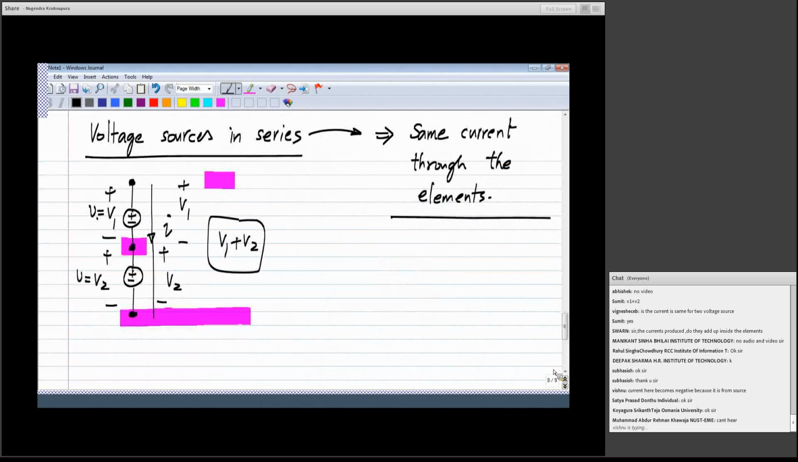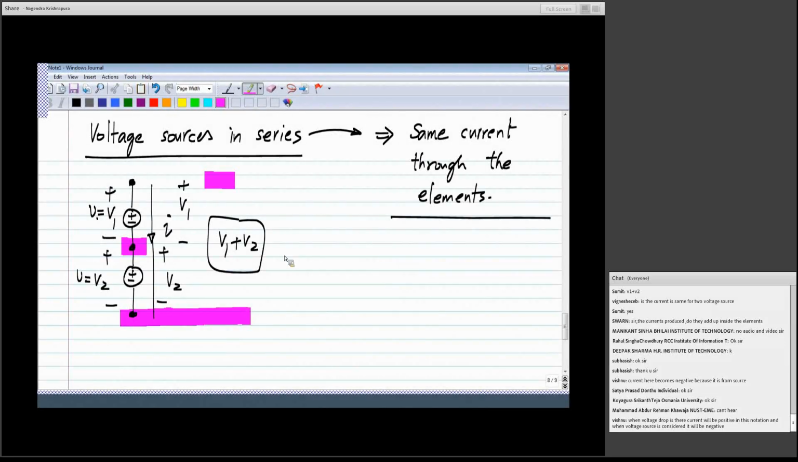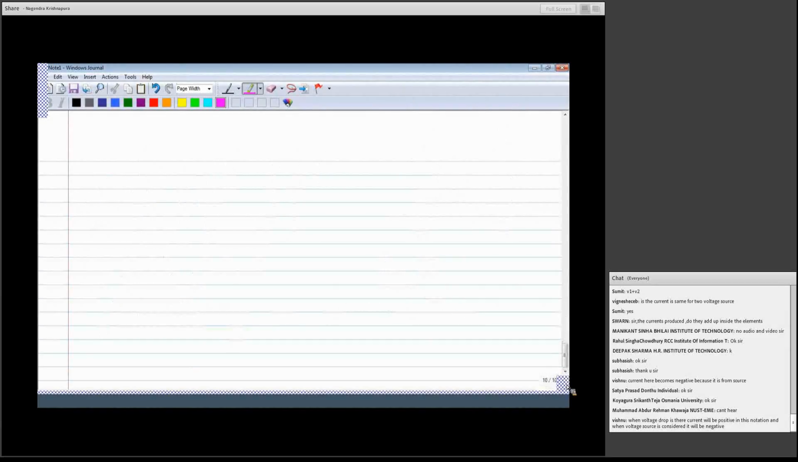So now if I have voltage sources in series, the total voltage will be V1 plus V2. This is again by some trivial application of Kirchhoff's voltage law. Okay. Now let's take three cases.